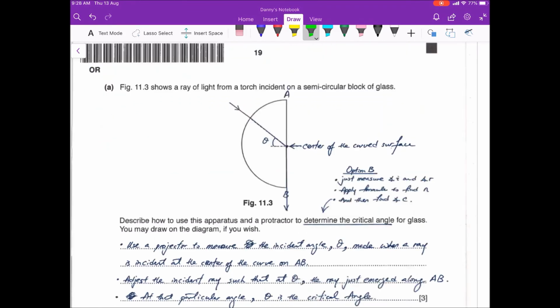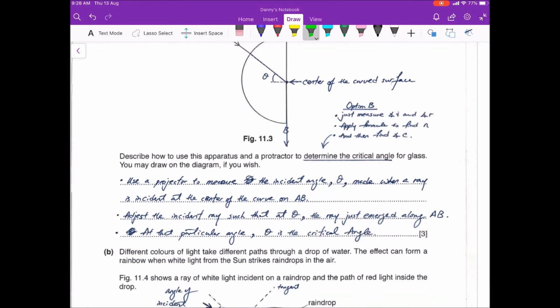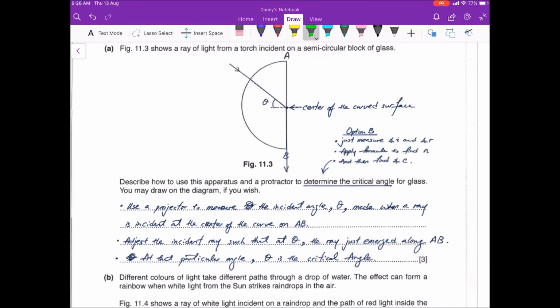Okay, the last question is on optics, on your light. You need to describe how you use a projector to determine the critical angle. Number 1, you need to know that at the critical angle, you will notice the emerging ray is along the boundary. So how do you determine the angle? You need to shine a beam of light in until you get this yellow highlighted beam along the boundary.